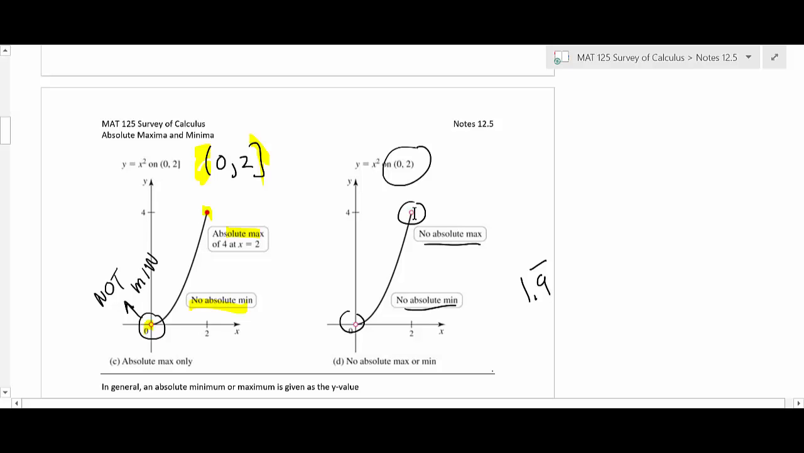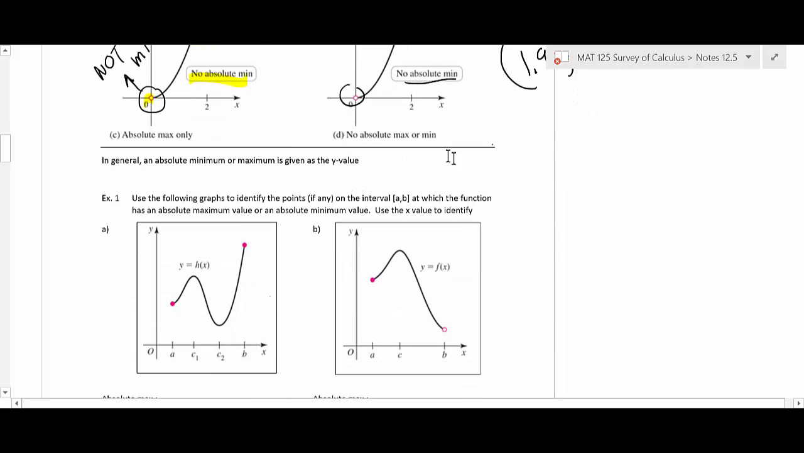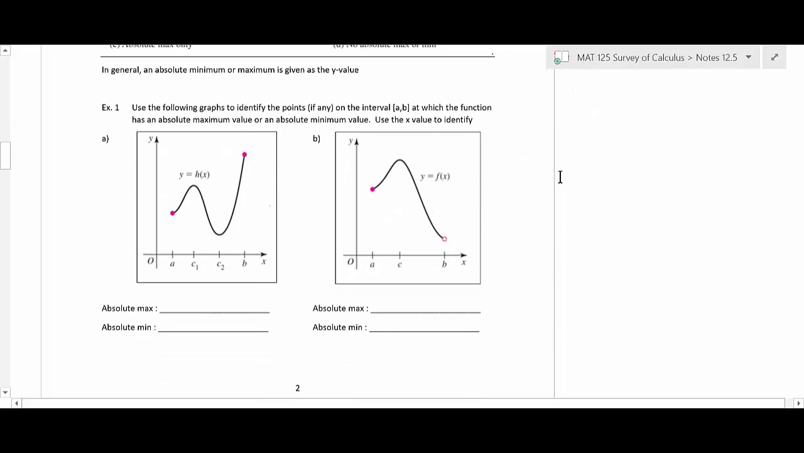Does that make any sense? Because remember, if you did like 1.9 repeating 9s forever squared, you won't get 4. You'll just get close to 4. Okay, that's the idea. So let's look a little bit at just identifying things and make sure we have this part down.